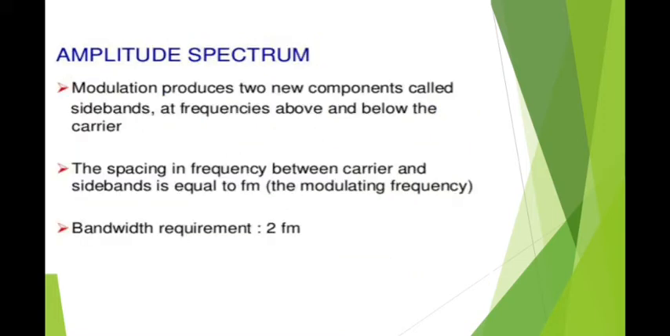Amplitude spectrum. Modulation produces two new components called sidebands at frequencies above and below the carrier. The spacing in frequency between the carrier and the sideband is equal to fm. Bandwidth requirement is 2 fm.